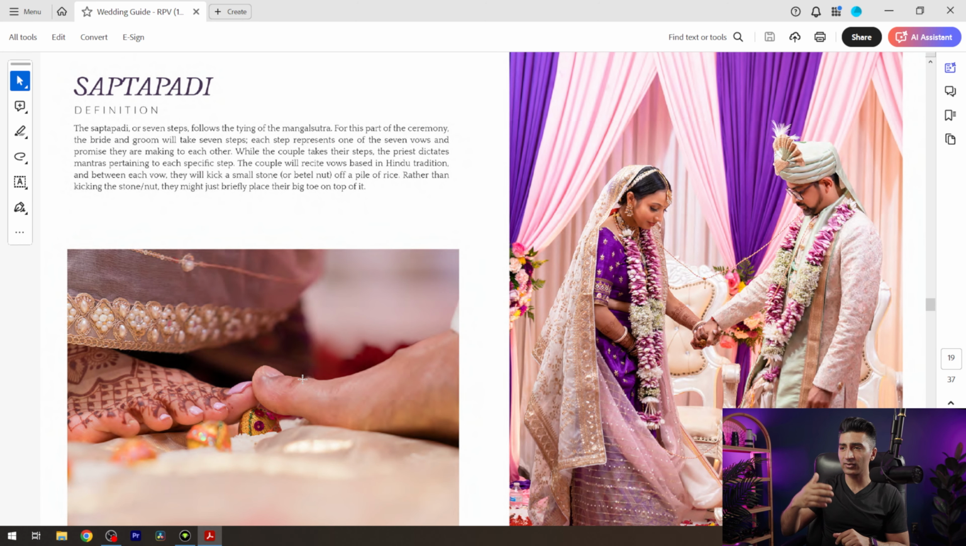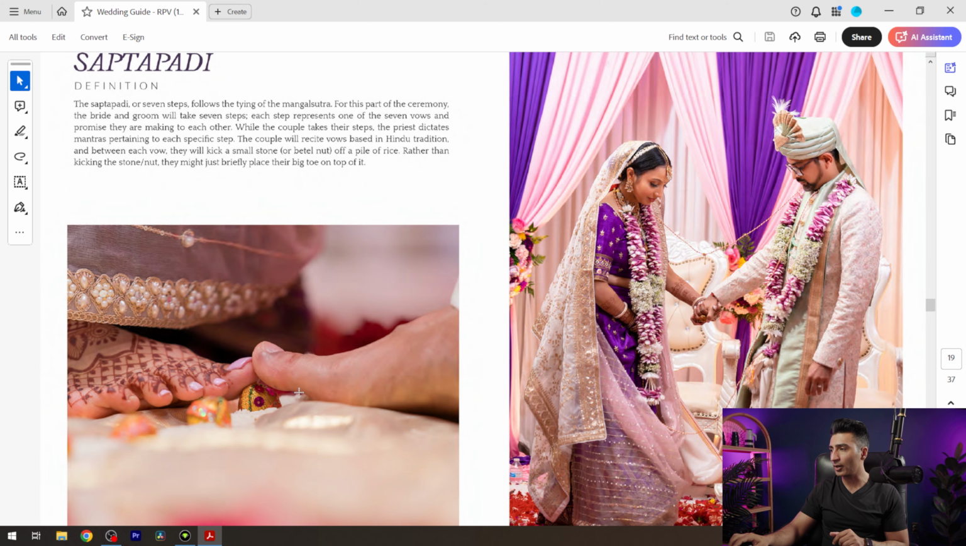So this is really the 7 steps or 7 vows that you and your fiance are going to make towards one another. You'll notice a couple of stones placed on the mandap stage, and the priest is going to ask you to put your big toe on each of those stones, and then kick those stones off of the stage. Satapati is roughly 7 steps, and for each of those you'll be reciting different vows to one another, obviously guided by your priest as part of that ceremony.